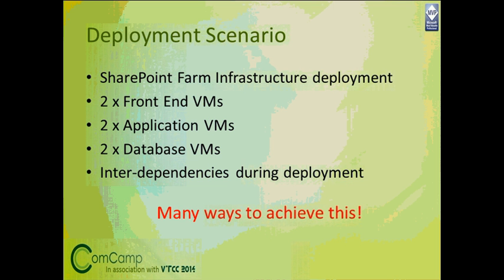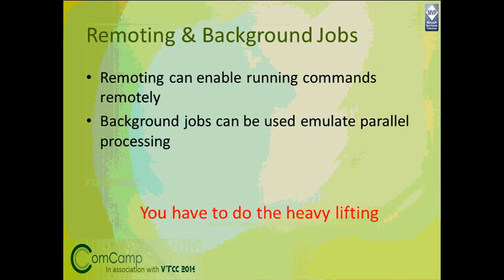So we can use multiple approaches there. Like I said, there are multiple ways to do this. And then you have remoting and background jobs as one approach, definitely, right? Remoting is not anything new to us. Using remoting, you can basically invoke commands on the remote systems from a single console. And of course, there are background jobs which can emulate parallel processing. You can do multiple tasks in the background and create an impression that all of those tasks are running in parallel, right? And you can combine remoting and background jobs to achieve something like what we just discussed.